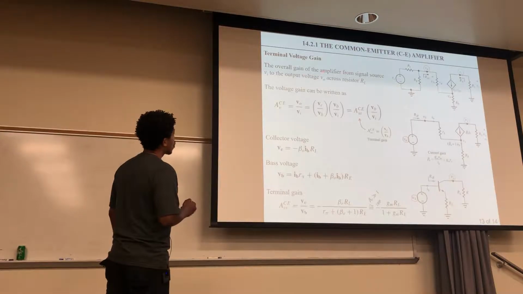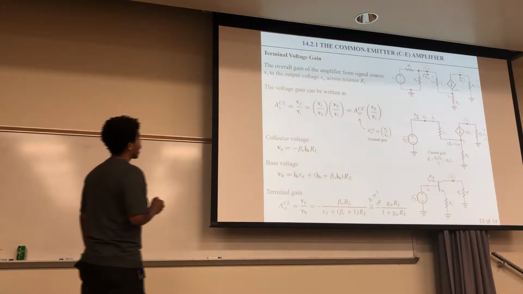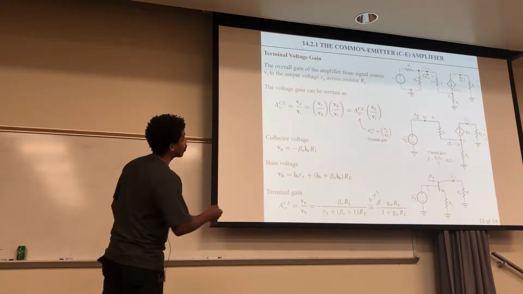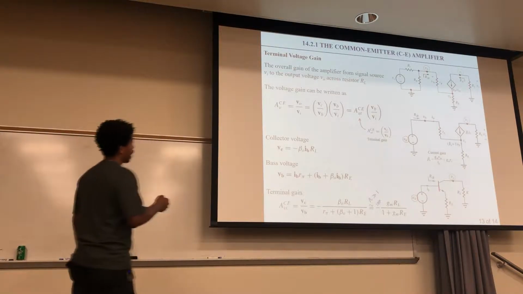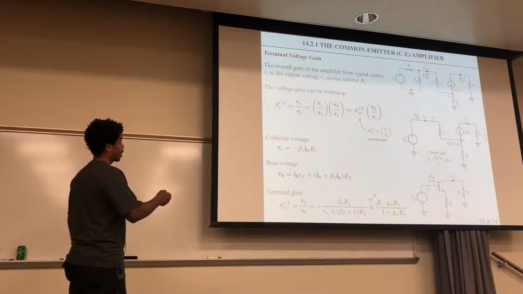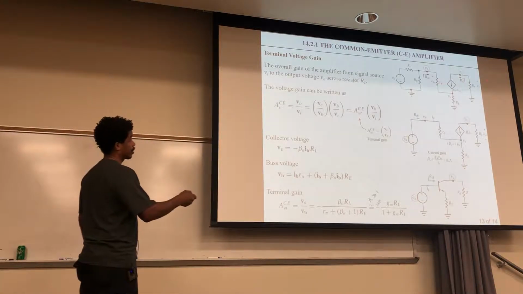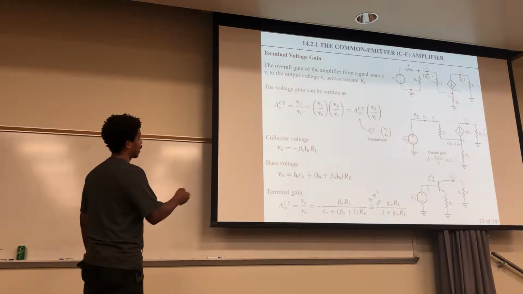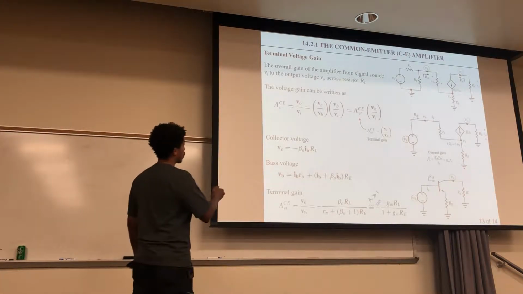So now the overall gain from the signal source VI to the output VO across this RL over here, that's just this gain right here for the whole thing. And that's just the overall output voltage divided by the overall input. Okay, but you can separate these two out.